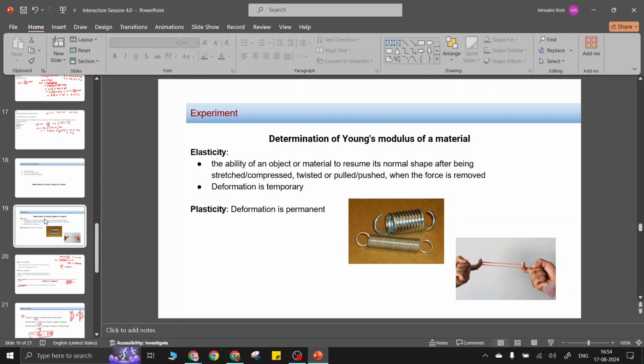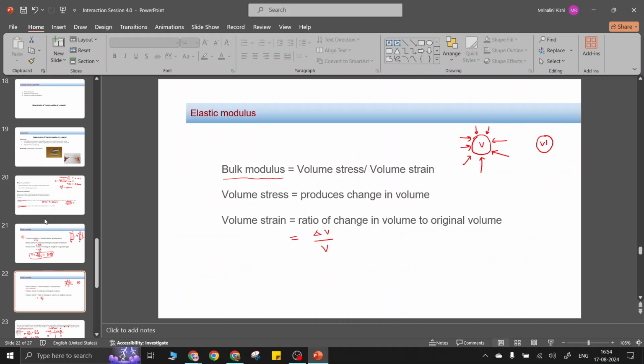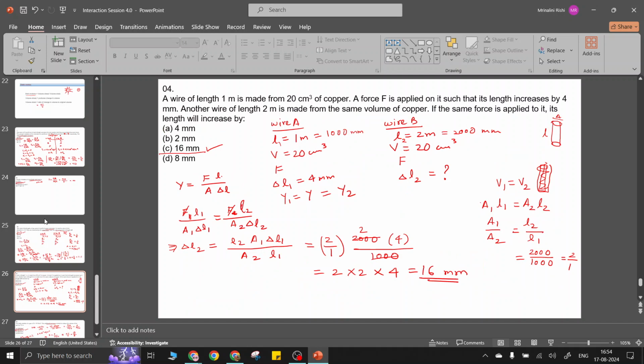Then in this week's lecture, the professor started teaching the specific experiments. The first experiment is determination of Young's modulus of a material, and when we want to do any experiment, we should understand the theory behind it. So in this interactive session, we discussed elasticity, plasticity, stress and strain in a material, and the different kinds of elastic modulus like Young's modulus and bulk modulus, and based on these we carried out these problems. In the coming week's lecture, the professor will teach how to carry out this experiment and measure the Young's modulus of a particular material.